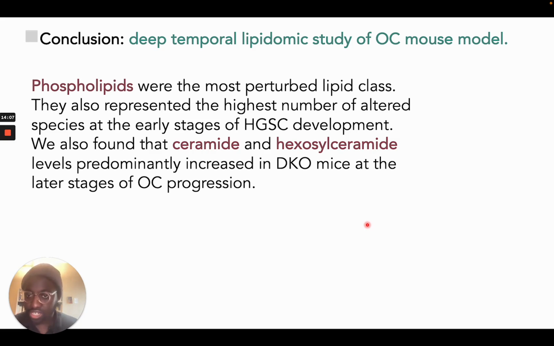At the later stages, we found more perturbations in the sphingolipid pathway. So ceramides and hexosylceramides were predominantly increased in the DKO mice, and also several other lipids. Anyways, this is just meant to be a short summary.